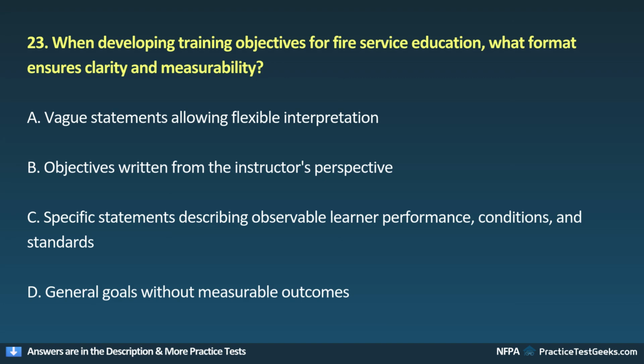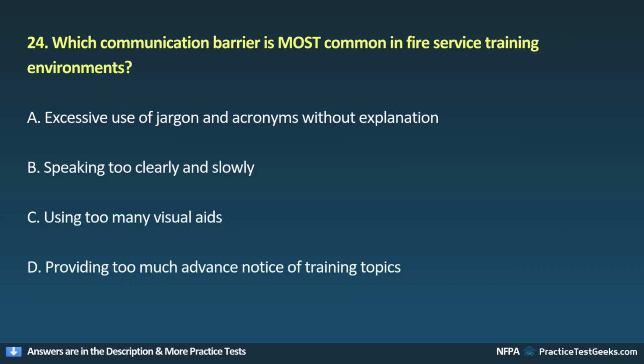23. When developing training objectives for fire service education, what format ensures clarity and measurability? A. Vague statements allowing flexible interpretation. B. Objectives written from the instructor's perspective. C. Specific statements describing observable learner performance, conditions, and standards. D. General goals without measurable outcomes.